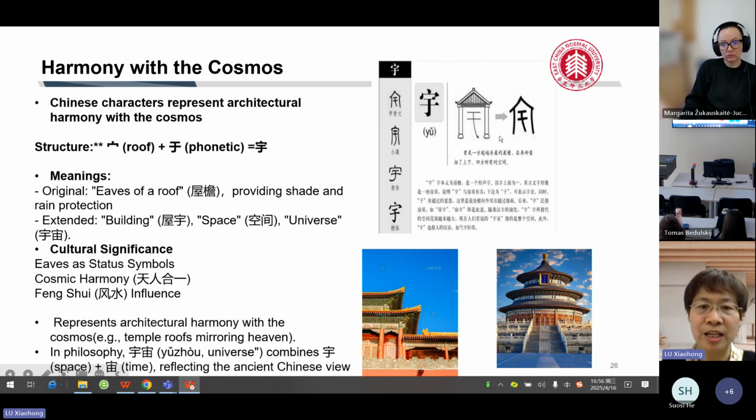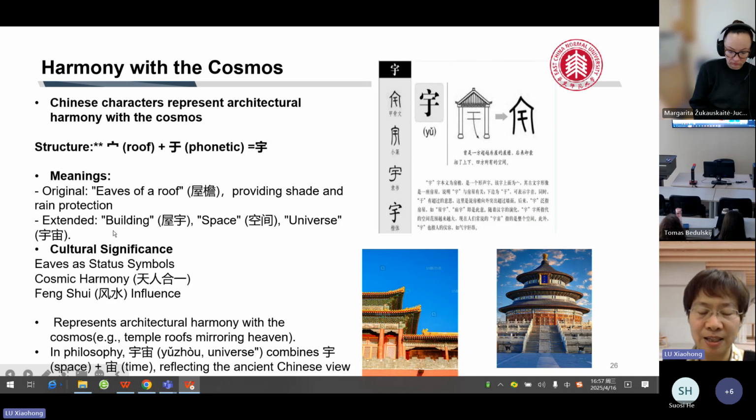So originally the word yu means the eaves of a roof. Here are the eaves of a roof, providing shade and rain protection. So that's the eaves. Yeah, you can find the eaves here and here. So these are the eaves and then something to support them. That's yu. So that's the original meaning, the eaves of a roof.